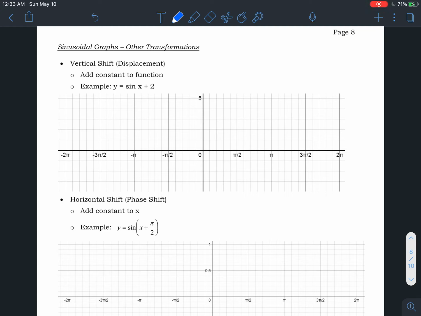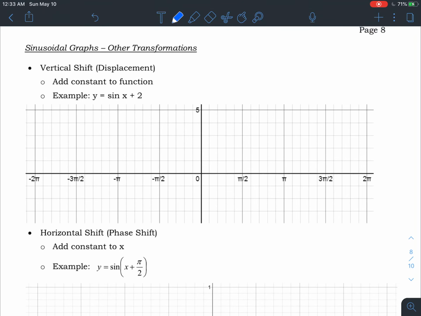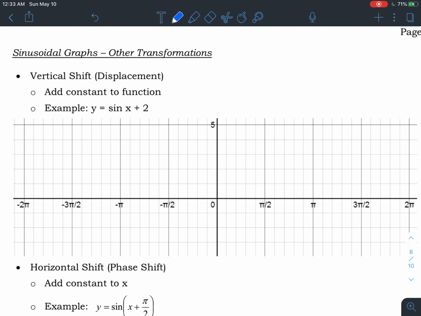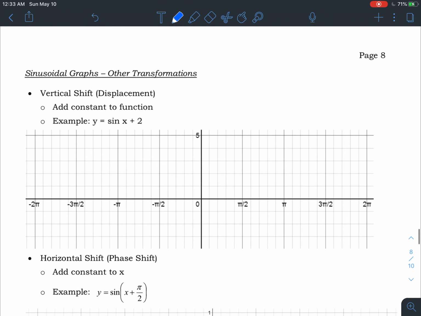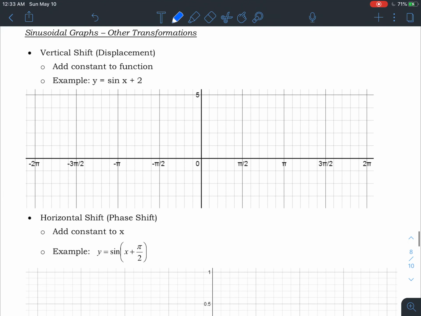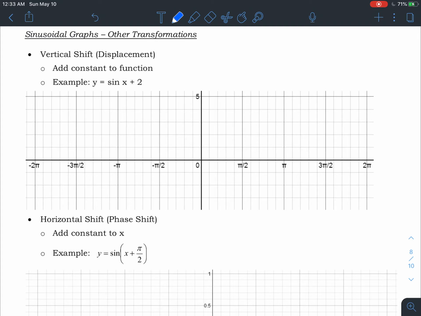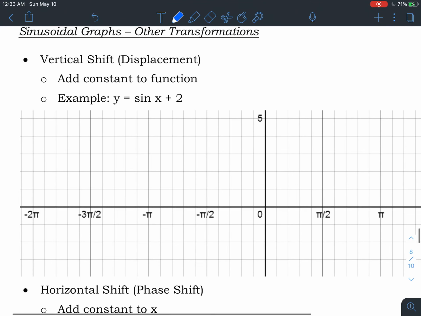So I'll go through some problems where it has all of the messy ugliness that you're going to have to deal with. So let's jump right in here. With our vertical shift, which again we call displacement, all we're doing is taking a constant and adding it to my function. Now here again, where that addition happens determines whether it's a displacement or a phase shift, because of whether it's a vertical change or a horizontal change.